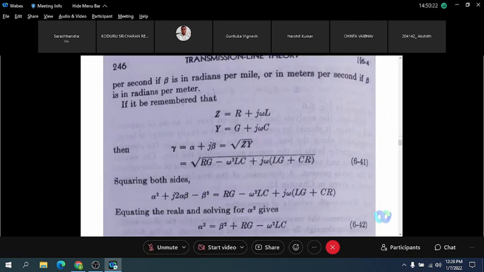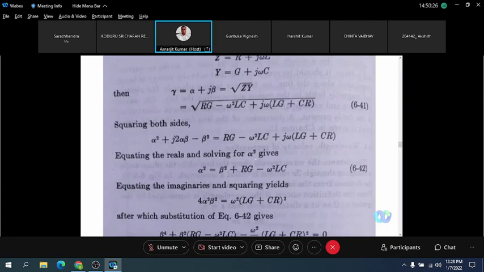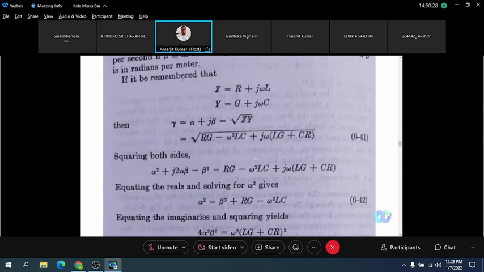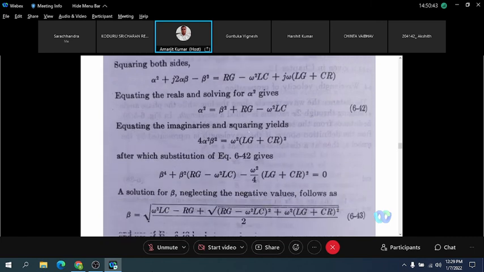So Z is equal to R plus j omega L, Y is equal to G plus j omega C. You know all these things. Gamma, the propagation constant, is equal to alpha plus j beta, which is equal to root of ZY. So if you solve this, put Z and Y here, basically alpha and beta you can calculate.